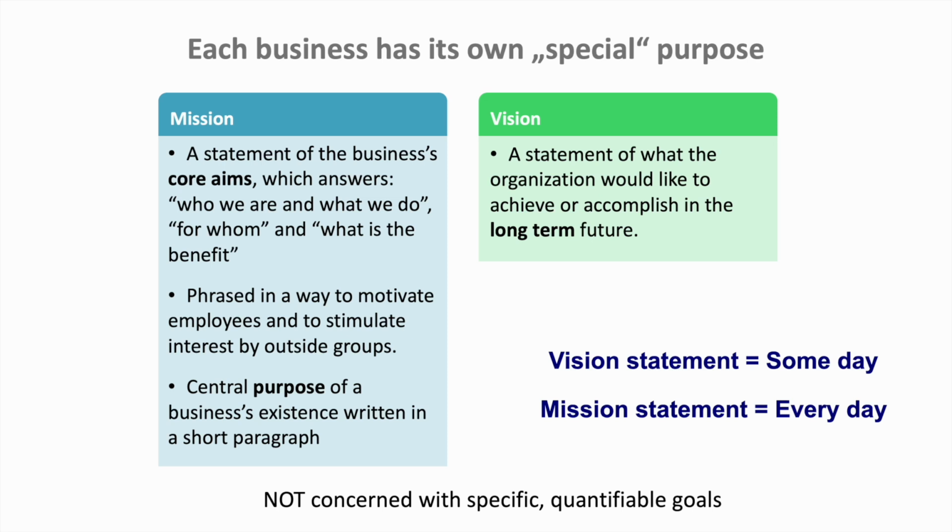And for me, a very useful distinction is that the vision statement is telling you what I would like to achieve someday. Someday, maybe, in 100 years, far away in the future, I would like this. The mission statement is telling you what the business is trying to do every day. So what is its kind of everyday activity about?